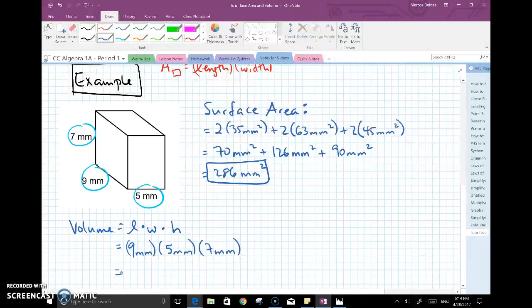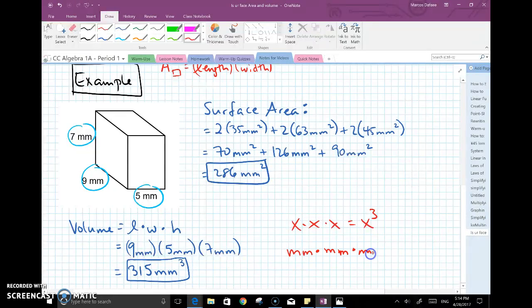Okay, now this is just 9 times 5, which is 45, multiplied by 7. So 45 multiplied by 7 is 315. Now the units for this are still millimeters, but this is millimeters cubed, and there's a reason for that. This goes back to the laws of exponents. So consider this. x times x times x is x to the third power. For the same reason, when you multiply units like millimeters times millimeters times another millimeter, what you get is the same type of answer. You get millimeters to the third power, okay?